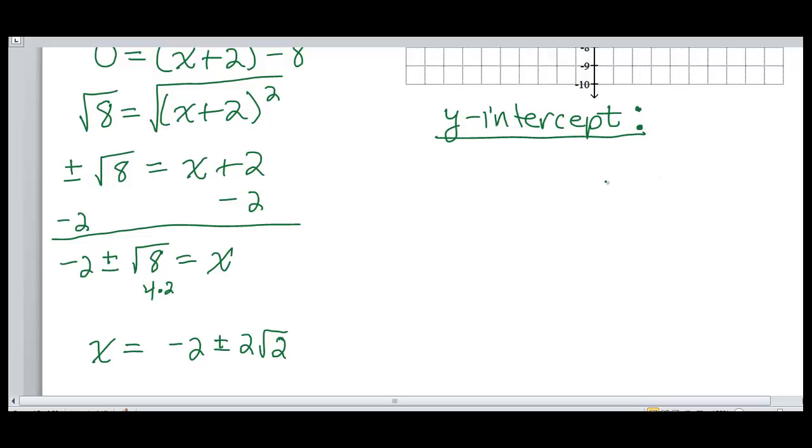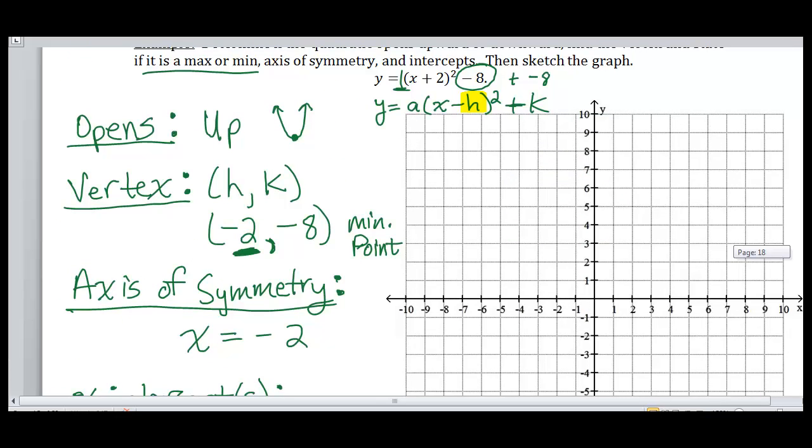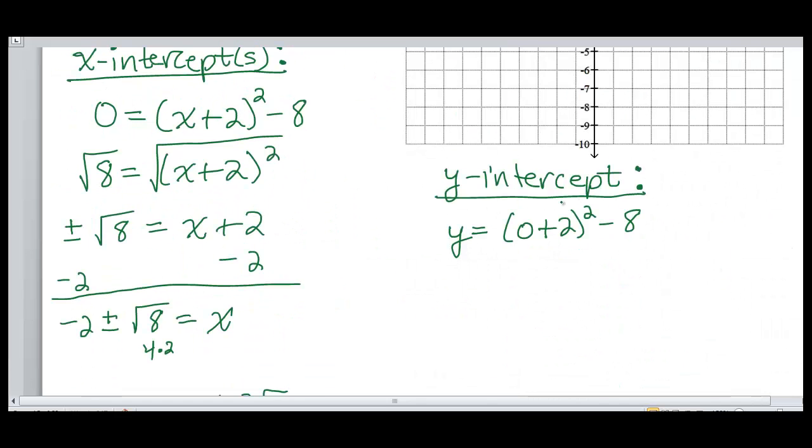Remember, to find your y-intercept, you let x be 0 and you solve for y. So we have y equals (0 plus 2) squared minus 8. I want to make sure that I did that correctly. Well, 0 plus 2 is 2, and 2 squared is 4, so I get y equals 4 minus 8, which equals negative 4, and so that's going to be the point (0, negative 4).